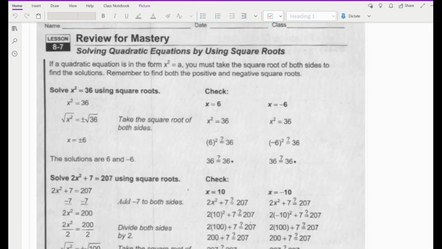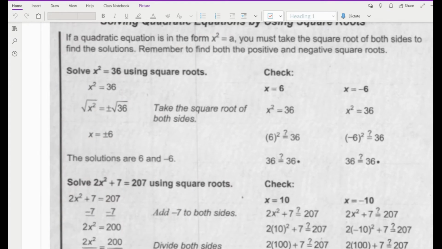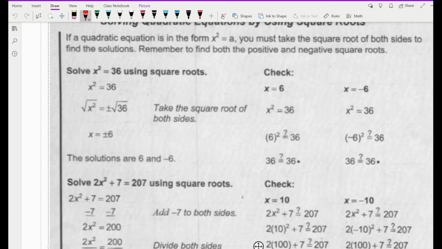Now, when we're solving for square roots, we're going to always get the x squared value by itself. Let me zoom in here a little bit. As we can see here, for the example of x squared equals 36, to solve for this, we have to take the square root of both sides. Now the square of a square root just goes away. That's what they're showing right here. It just becomes x.